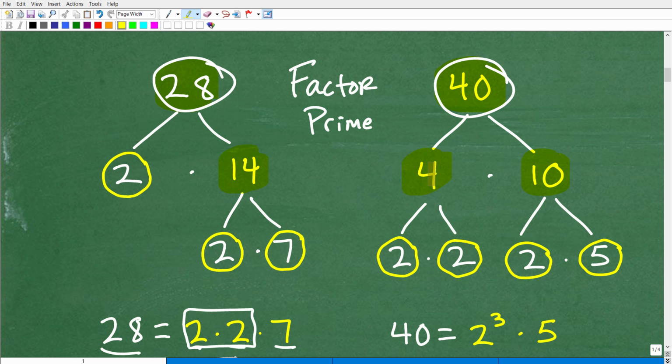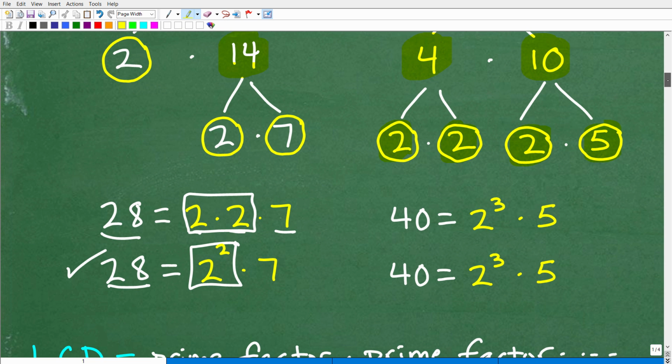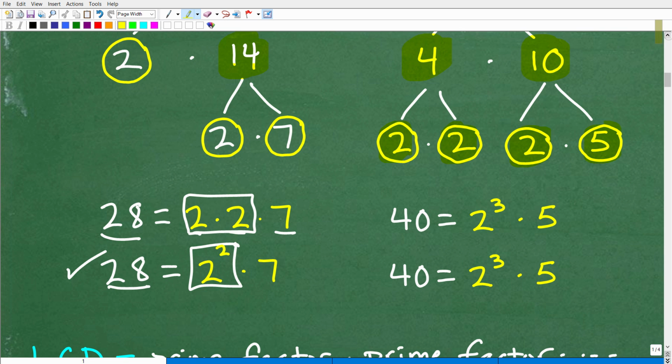So I can factor 4 as 2 times 2. These are prime factors. And then 10 is 2 times 5. So I've got all my prime factors here. So 40 is the same thing as 2 times 2 times 2, which I can write as 2 cubed times this prime factor right here, 5.